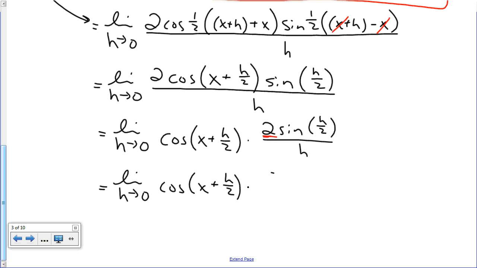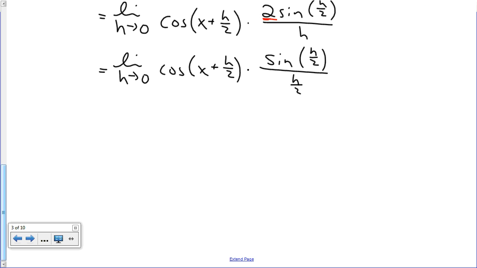So I can rewrite this as the sine of h over 2 divided by h over 2. Multiplying by 2 is the same as dividing by 2. So all we did is move that 2 to the denominator. But you can see now I have the sine of one quantity, h over 2, divided by that same quantity.